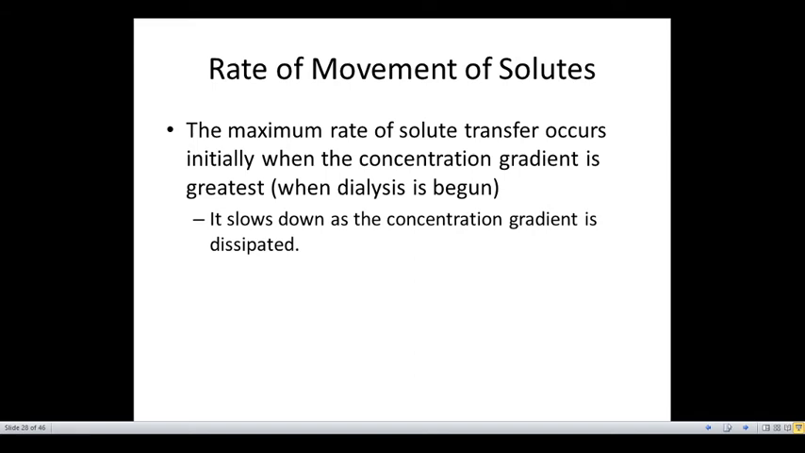The maximum rate of solute transfer occurs initially when the concentration gradient is greatest, that is, when the dialysis is begun. However, it slows down as the concentration gradient is dissipated.